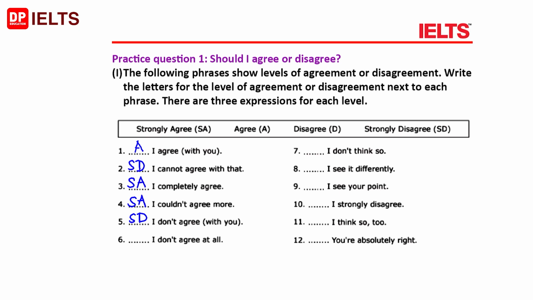Okay, no. No, I don't agree with you. We could just take it as disagreeing. Okay, disagreeing. I don't agree. I don't agree at all is strongly disagreeing. I don't think so, disagree. I see it differently, disagree. So disagree is done. I see your point, agree. I strongly disagree, SD. So I think SD also is done.